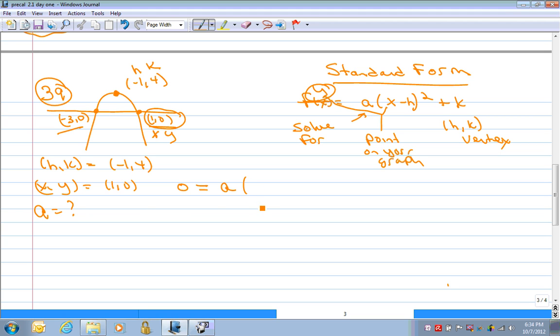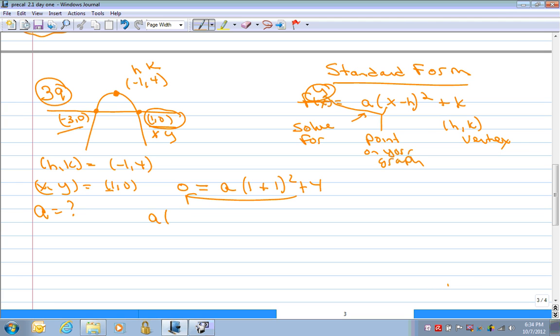We're going to put a parentheses. X, we know x to be 1 minus h. All right, h is -1, so minus a negative, so that's going to be plus 1 squared plus k, and k is 4. And so we can simplify this and solve for a. So the first thing we would do is we would have to move the 4 over. And so we move the 4 over to the other side, we have a -4.